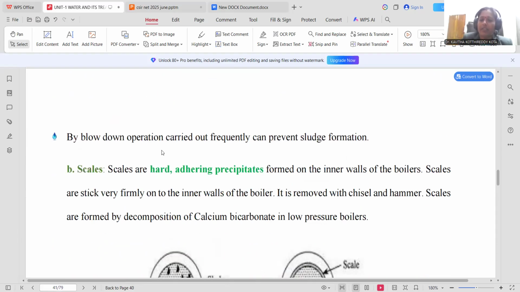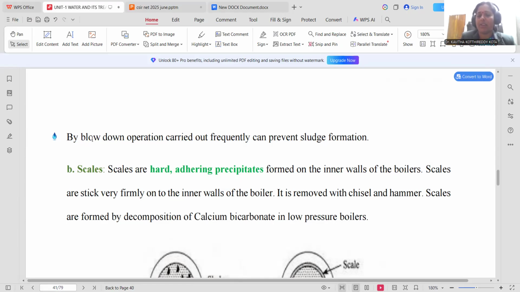By blowdown operation. Blowdown operation means if you are taking 100 liters of water within the boiler for the generation of steam, and you are heating continuously, after 10 hours, for example, the water content is extremely less. For example, 5 liters of water is left, but it is of totally precipitated form with contaminants present in it. Simply you can discard that water and fill it with fresh water. That is called what? Blowdown operation.